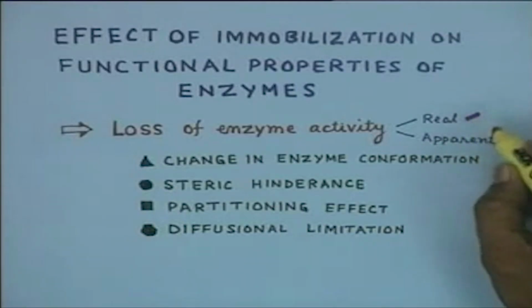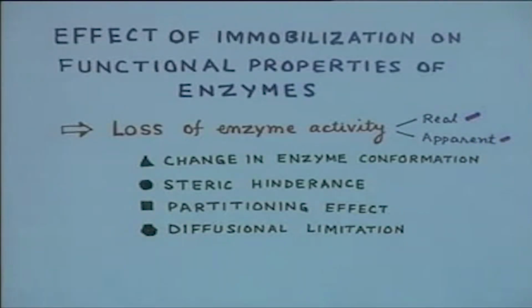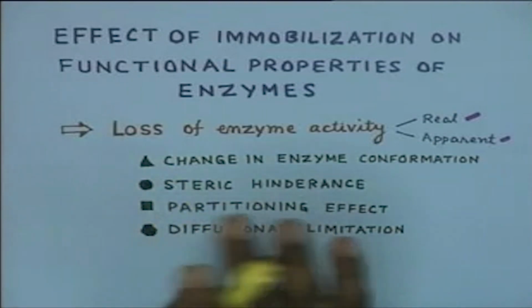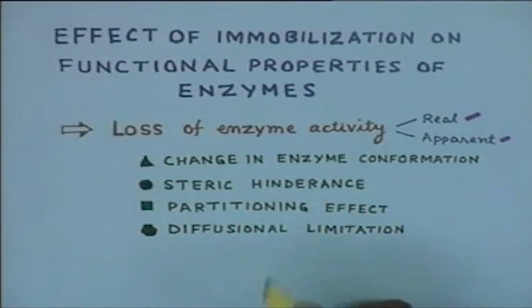Essentially it is not a permanent loss of activity, but due to certain physical forces which interplay with the catalytic function, the enzyme activity appears to have been lost. The reasons for the two types of losses, real and apparent, could be attributed to one or more of the following four factors listed here. First and foremost is the change in the enzyme conformation itself.